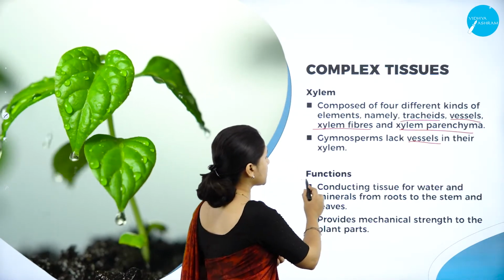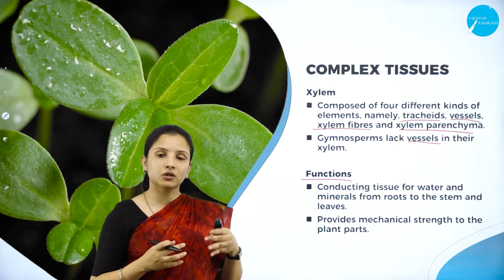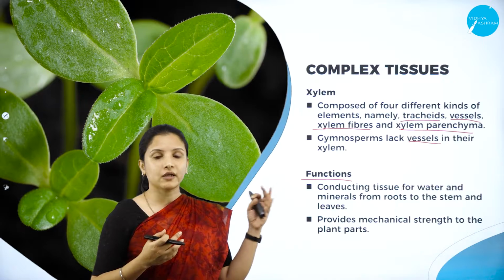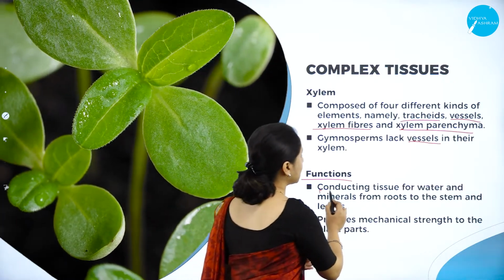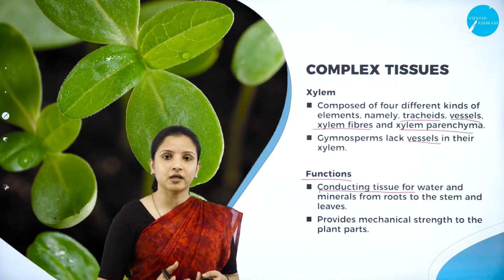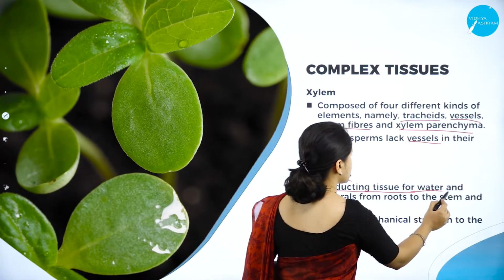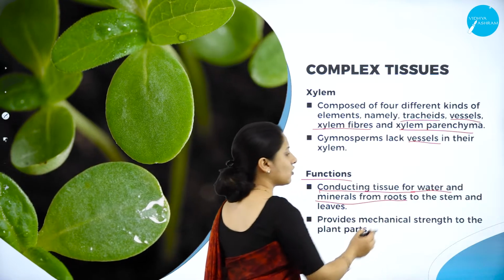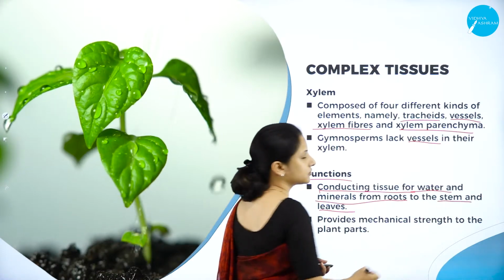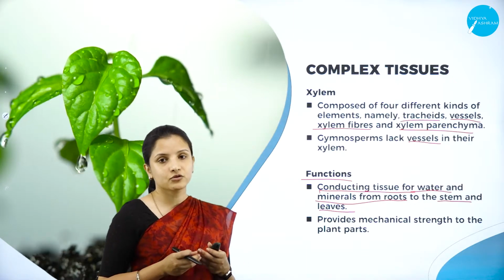And next, moving on to the function of xylem. Xylem usually helps in the transport of water from the roots towards different parts of the body. Therefore, throughout the plant body we can find the xylem tissue. That is why they are called the conducting tissue for water. They carry water from the roots to different parts of the plant body, and also they help in carrying minerals along with the water from the roots to the stem and the leaves, or to different parts of the plant body.